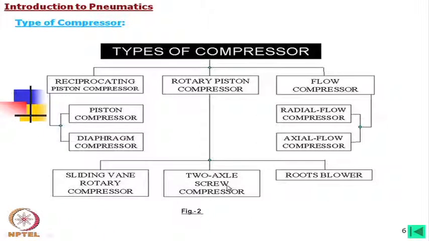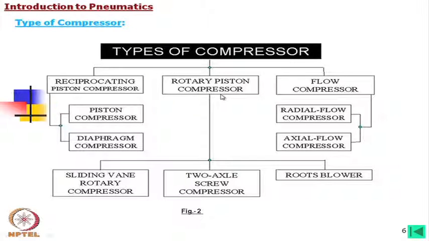Now, if you look into the types of compressor, the most common is the reciprocating piston compressor, and then again the piston compressor and the diaphragm compressor. Diaphragm compressor means in that case a diaphragm is moved by some means, and that also compresses the air. And then the rotary piston compressor, this is the sliding vane rotary compressor. You see, one is the rotary piston and another is called the rotating piston.